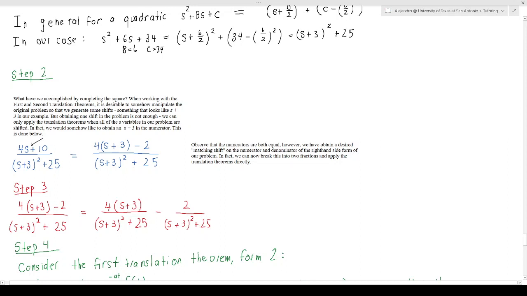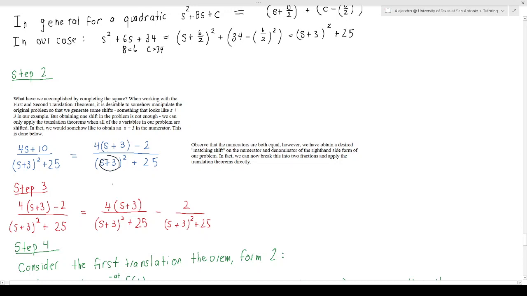So basically, we have the s plus 3 squared plus 25 here on the denominator. And on the numerator, the goal is to match the shift in this case. The shift here is s plus 3. We want to see if we can have s plus 3 up here. And in fact, we've already written it out here, that it's 4 times s plus 3 minus 2. And that's in fact equal to 4s plus 10. If we work everything out, we get 4s plus 12 minus 2, that ends up being 10. But what we've accomplished is we've matched the shift up here on the numerator and matched the shift down here.